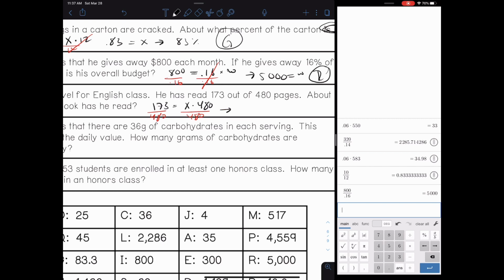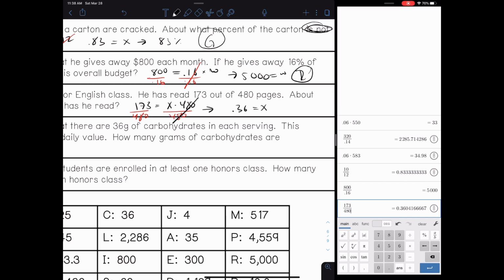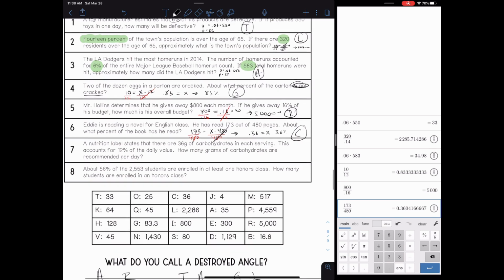All right, on the right side, 480 on top, 480 on bottom, that's a 1. And x times 1 is x. The left side, 173 divided by 480. We're going to get 0.360. And that is going to be 36%, right? So it's going to be 36%. So do I see a 36 on here? Yeah, right there. C. So wherever I see a number 6, I'm going to put the letter C.